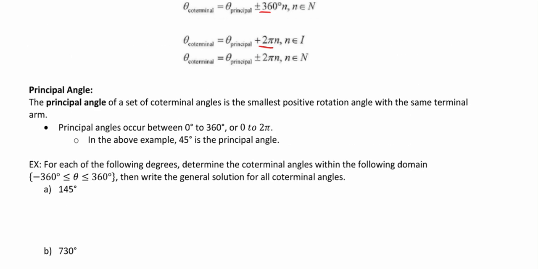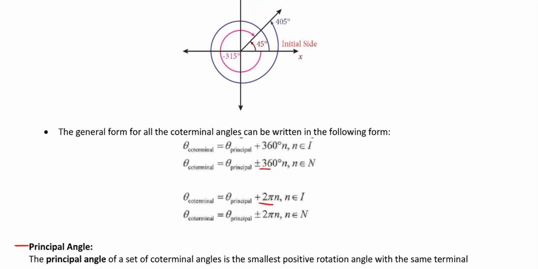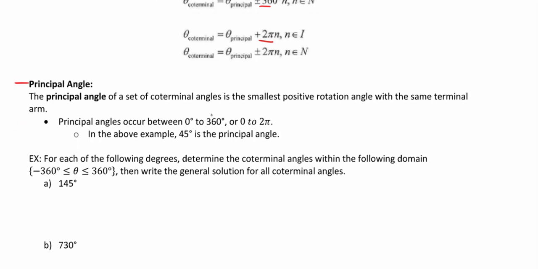All right, so I got a little ahead of myself with the principal angle thing. Like I was saying in the question above, the principal angle would be that 45 degrees, right? So that's always going to be between 0 and 360 or 0 and 2 pi, right?